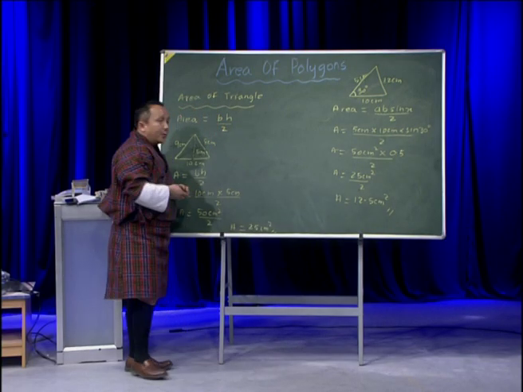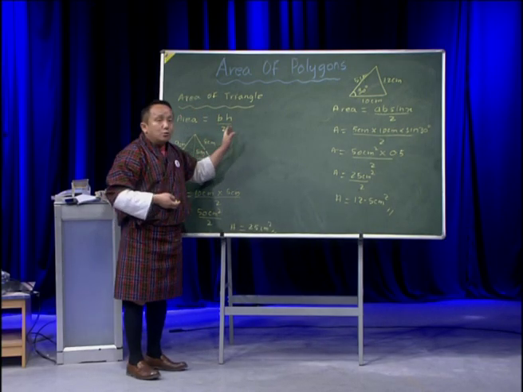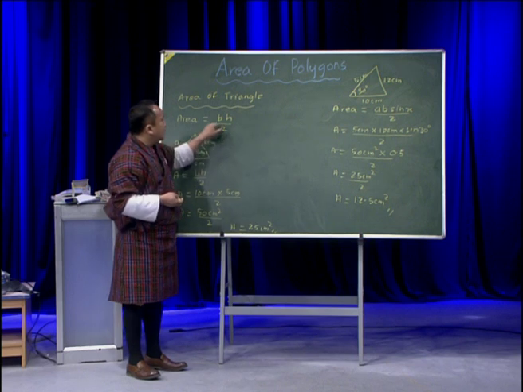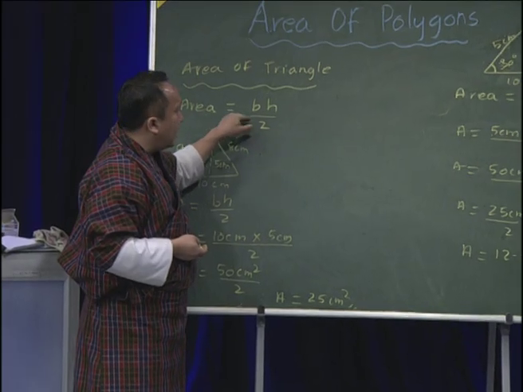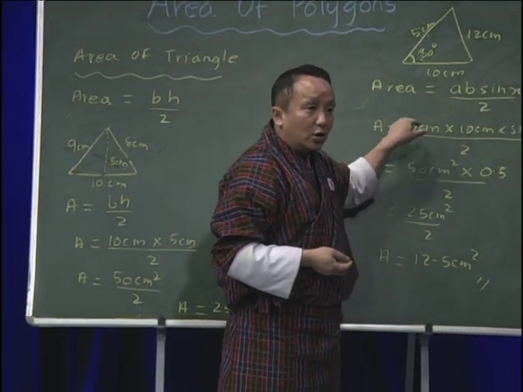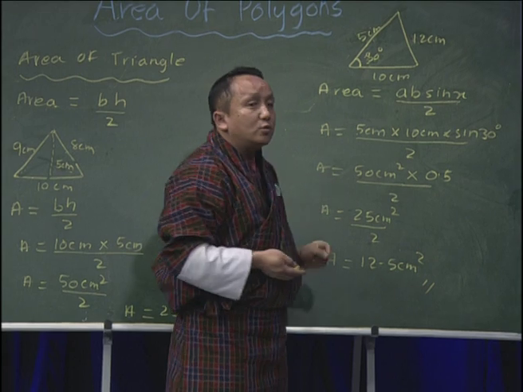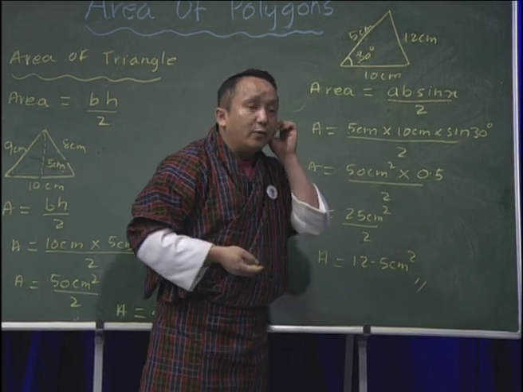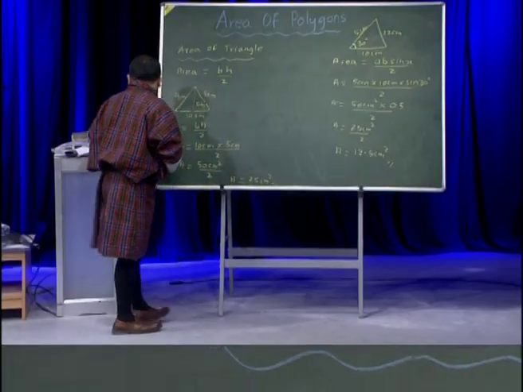Once again, if I explain, to find the area of a triangle, there are 2 different formulas. The first formula is base times height divided by 2, when height is given. The second one is AB sin x divided by 2, when height is not given, and when the angle between 2 sides is provided. So that's how we find the area of a triangle.